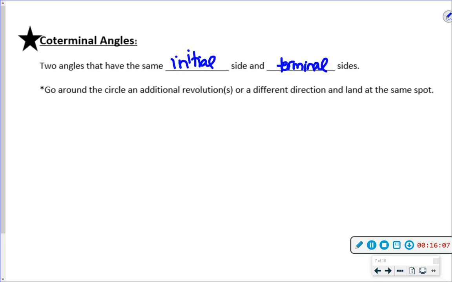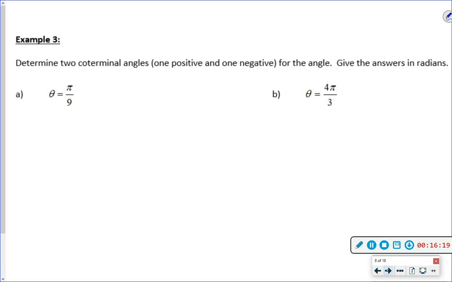So you're going around the circle multiple times, or maybe you're going a different direction, rotating negative, whatever. You're getting to the same spot. That's what's called coterminal angles. So I'm going to show you how to find coterminal angles, okay? Which is the next part of your homework. So you probably can do a little of this as I go.